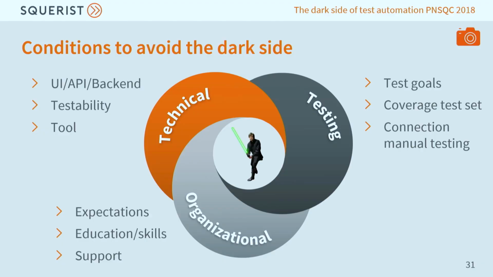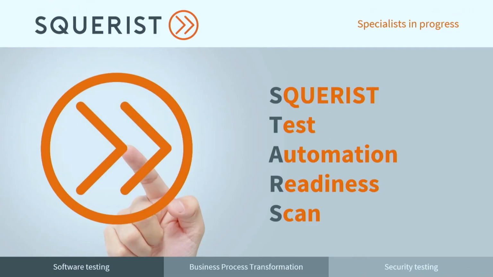And there's the organizational part. Expectations, 100% automation, we're going to save money, et cetera, are here. And the education, skill and support part. Okay.